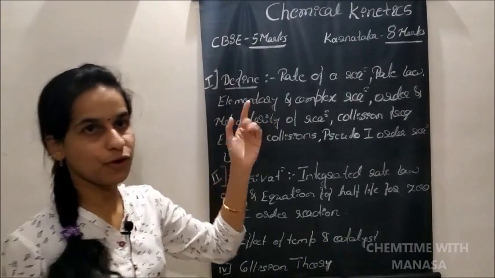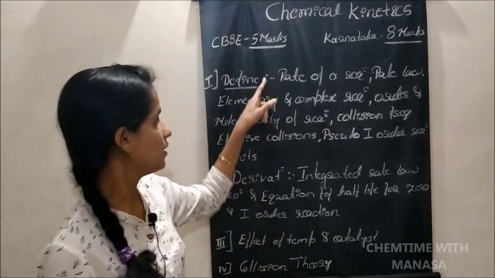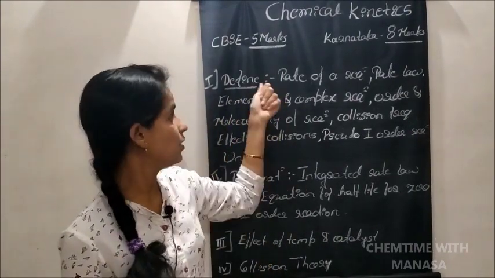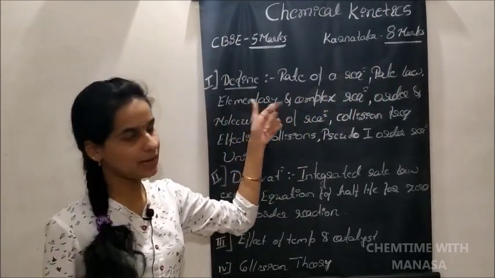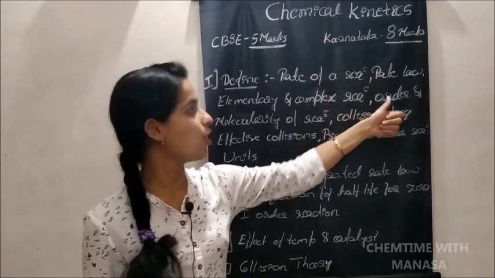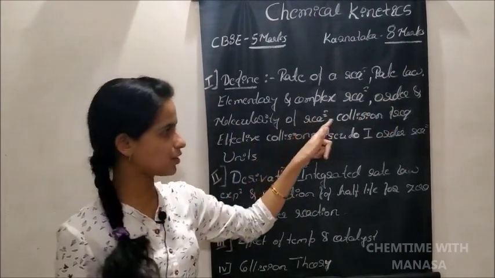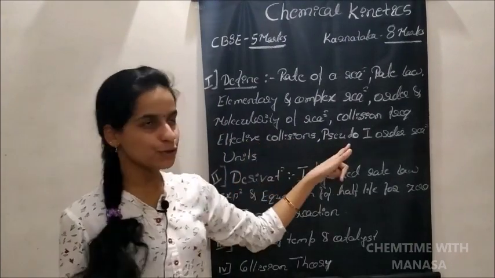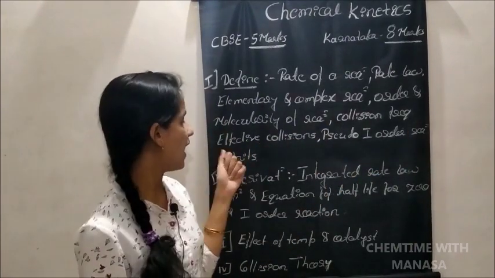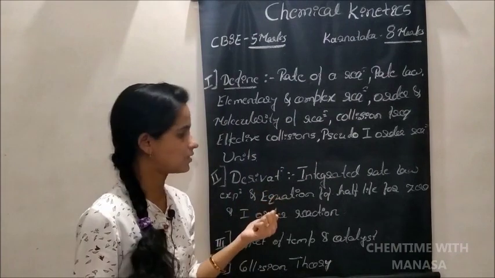So definitions for 1 mark or 2 mark, these definitions may be asked. Rate of reaction, rate law, definition of elementary and complex reaction, order and molecularity of a reaction, collision frequency, effective collisions, pseudo first order reaction, and units of rate constants.